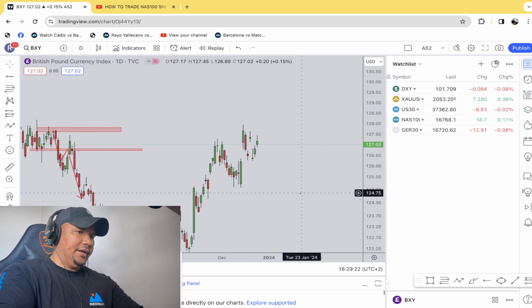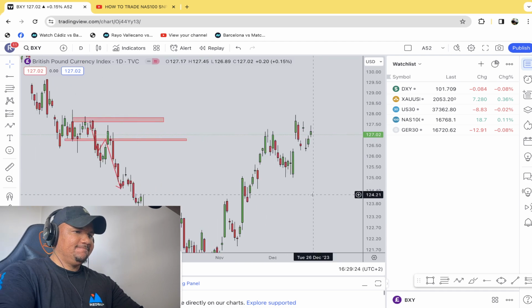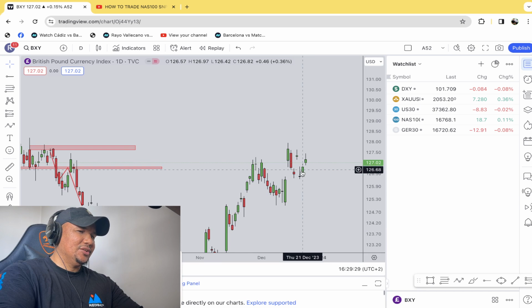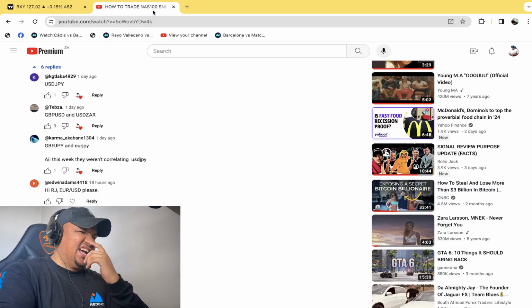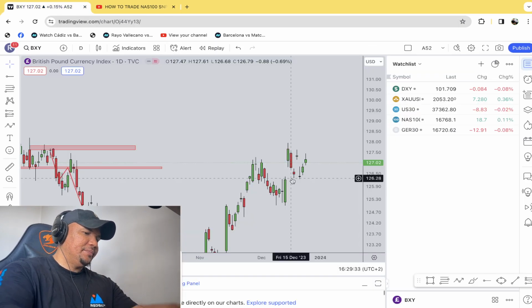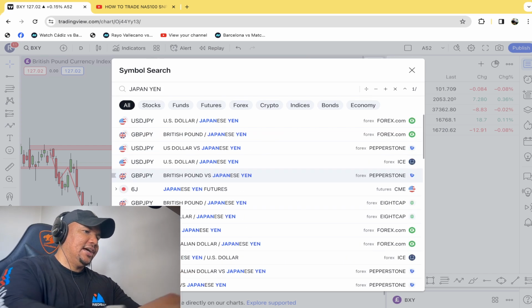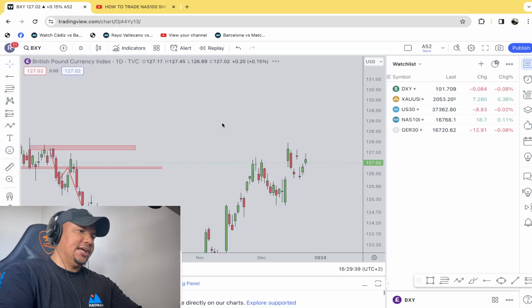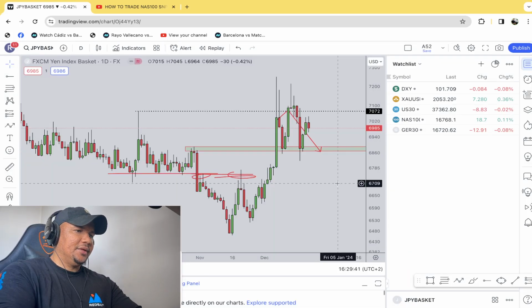Okay, I do see something. This looks very choppy to me. I'm going to go over to the Japan yen. I think I will come back to that. I think I must just sit down with that.